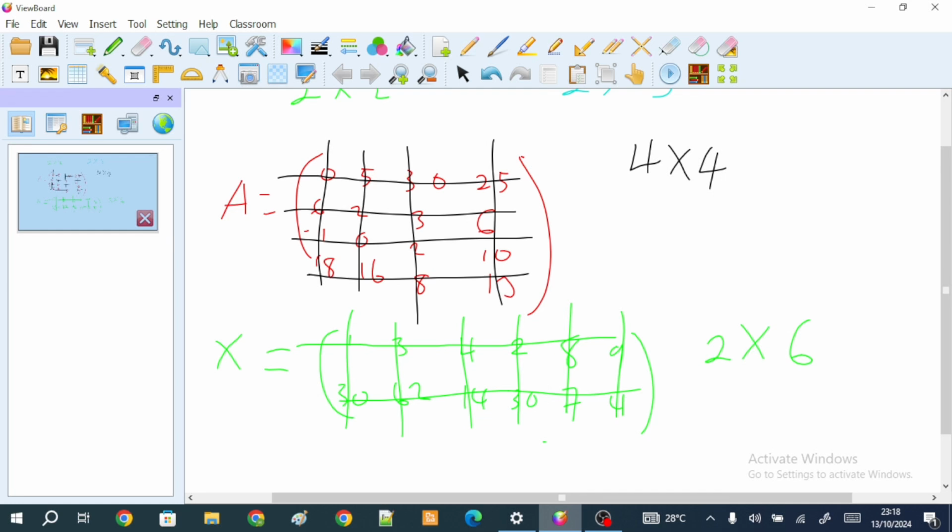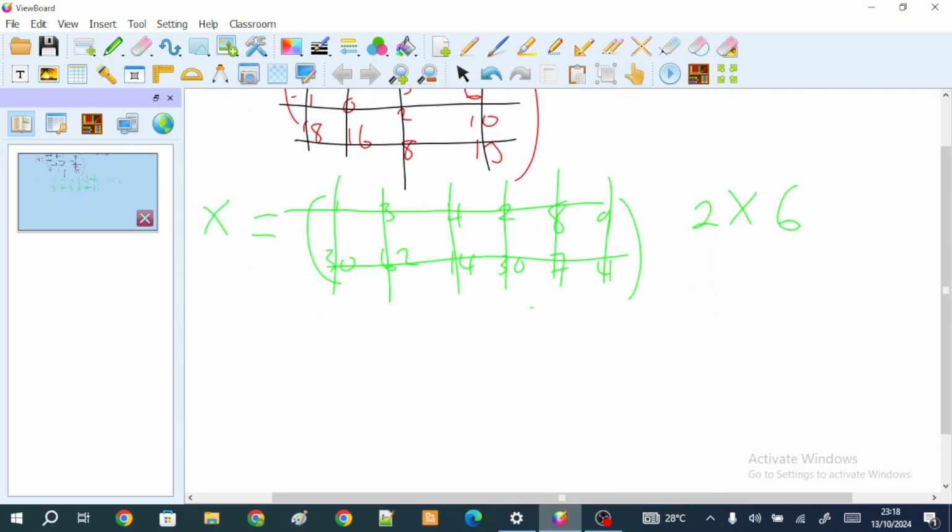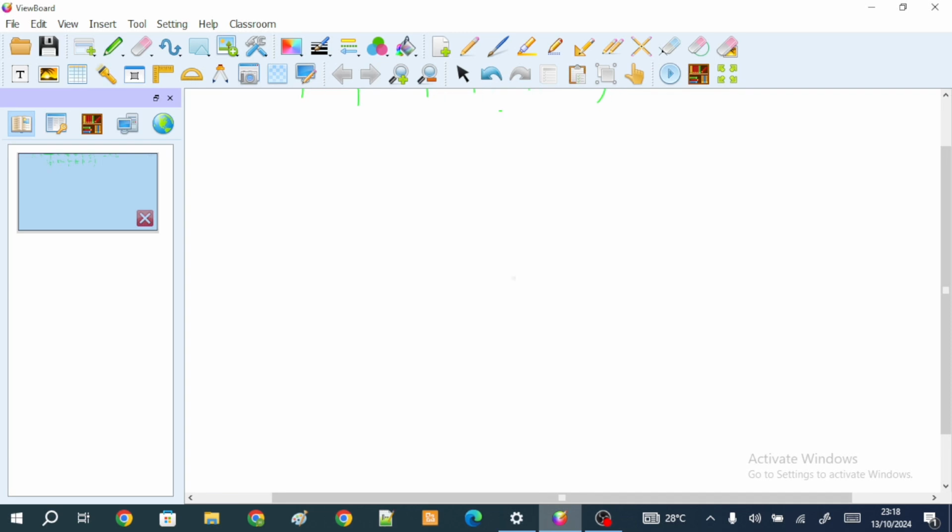So let's look at addition and subtraction of matrices. To add or subtract two matrices, we have to take note of two things. Number one, they must be of the same order. The two matrices we want to add must be of the same order. And number two, we are going to add elements at corresponding positions. Okay, so let's take an example.